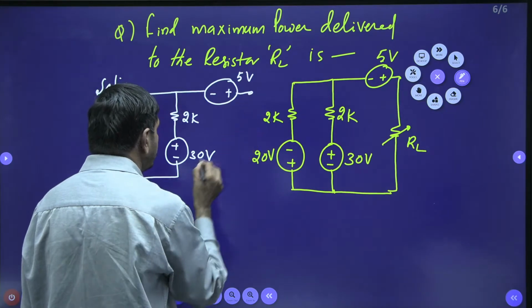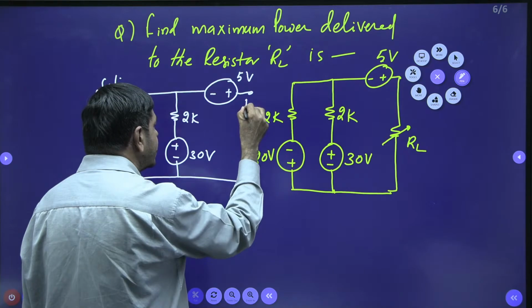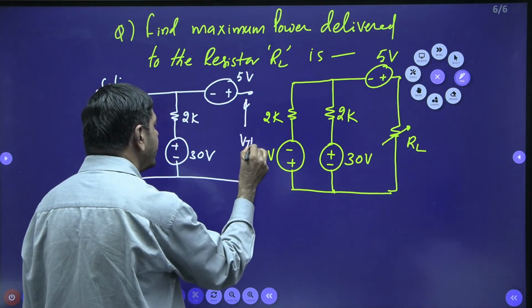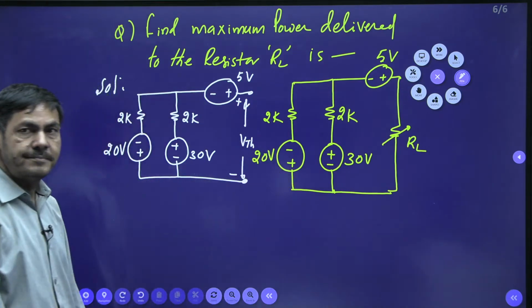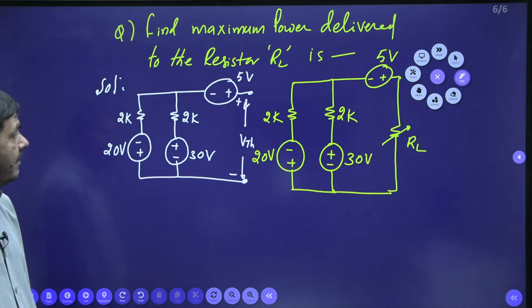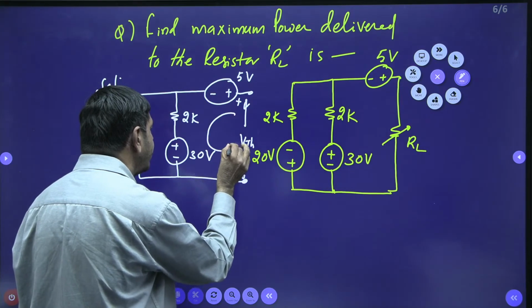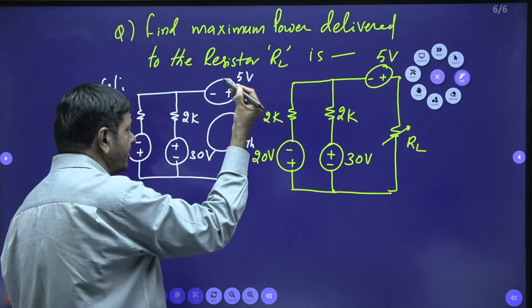Load is to be removed. Wherever load is given, you remove it. The voltage across these two terminals is to be taken as VTH. How is the polarity to be taken? Plus, minus only here. How can we determine this VTH? Just by applying the KVL you can get it. Just apply the KVL in this direction or even in this direction, you will get the answer.